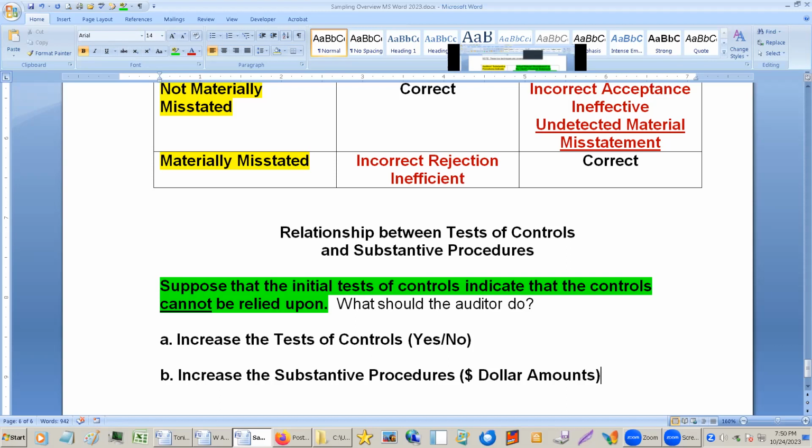So let's say that we're testing the controls and we find out they're just a disaster. Things aren't approved correctly, things aren't being reconciled, and all kinds of stuff. We want to rely on the controls, but we can't. So what are we going to do next? Let me ask you this. Are we going to still test these controls we can't rely upon?